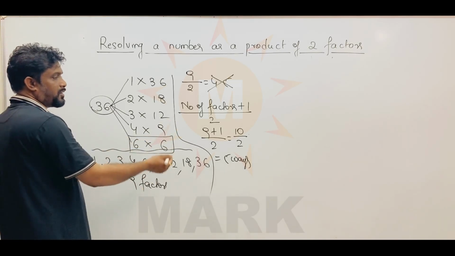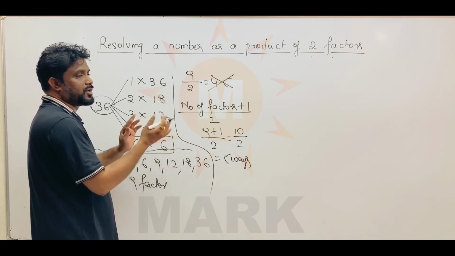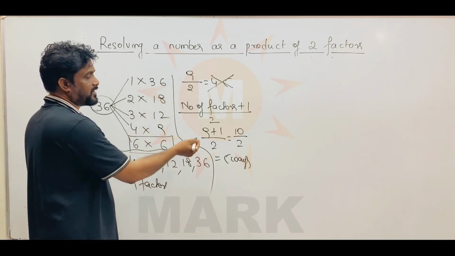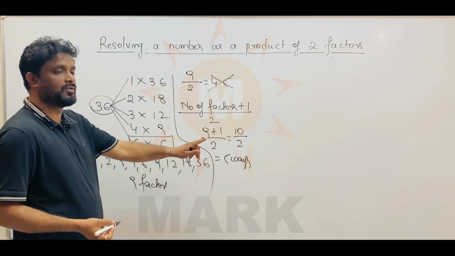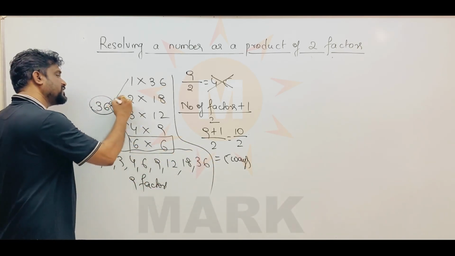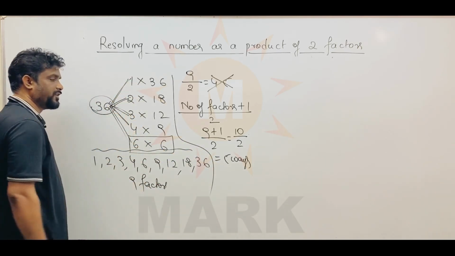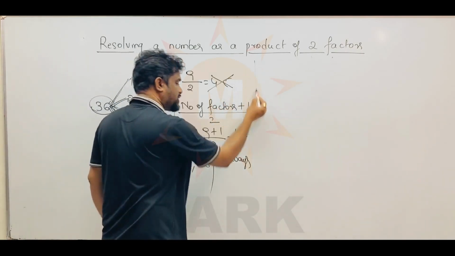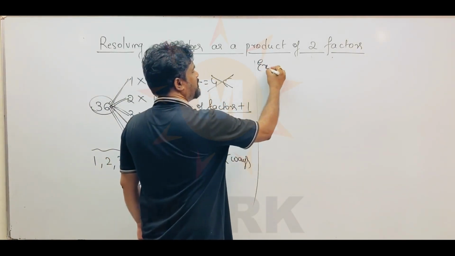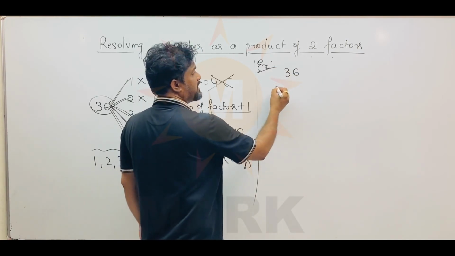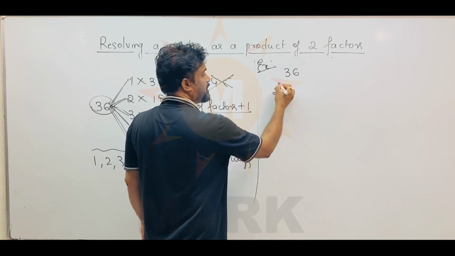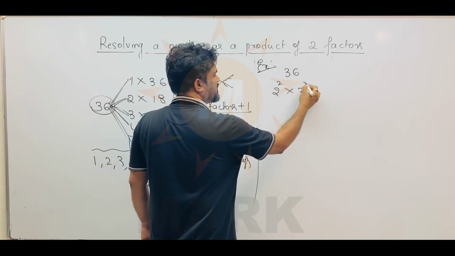Okay, so the formula will be, if they ask you in how many ways you can resolve it into a product of two factors, number of factors plus 1, whole divided by 2, will be the ways. 5 ways. What are these 5 ways? These are the 5 ways. So if in the exam it is given, first we will go for the number of factors. Suppose 36 is taken, 36 can be written as 4 into 9, that is nothing but 2 square into 3 square.